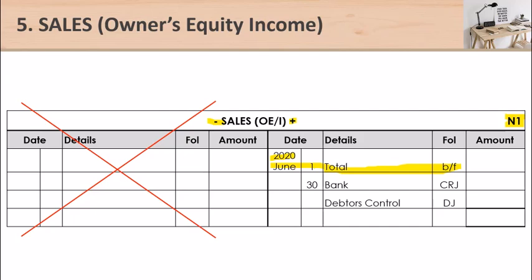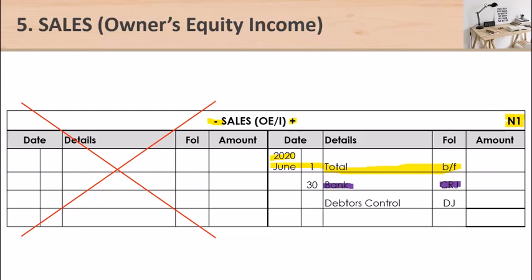Okay, now we can sell to customers that pay us in cash. So there will be a sales column in the CRJ. That's when we make cash sales, and we will put that money in our bank. So the sales column from the CRJ, you will write bank CRJ.